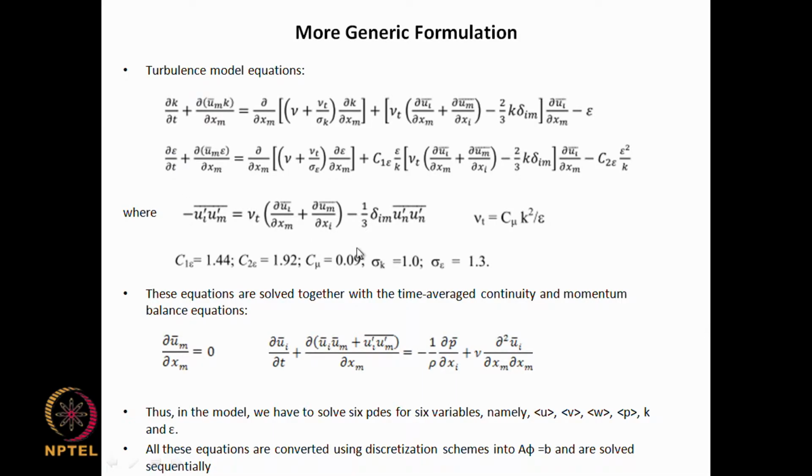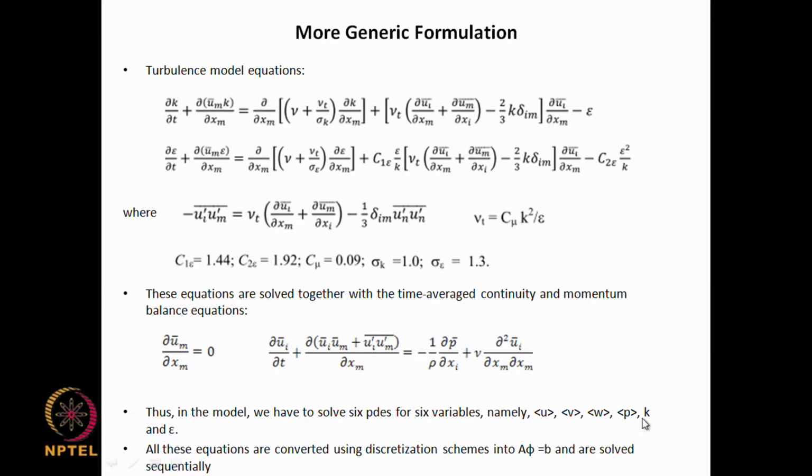So the equations describing turbulence are also put in the same form, so that we need to solve this for K, and then we need to solve this for epsilon, and then evaluate nu t, plug it into this, and plug this term into this, and then again solve this, and then we have to solve all these equations. So in this model we have to solve 6 PDEs for 6 variables, and the 6 variables are u bar, v bar, w bar, p bar.